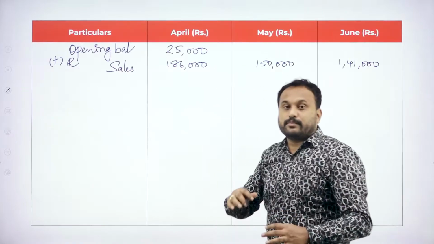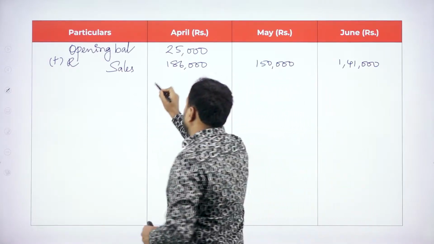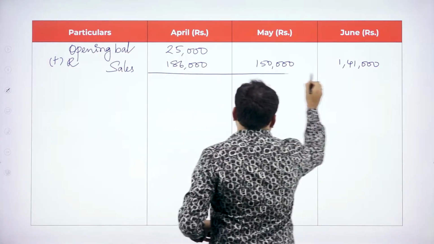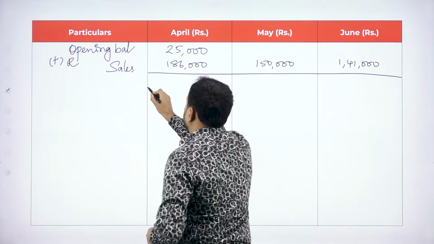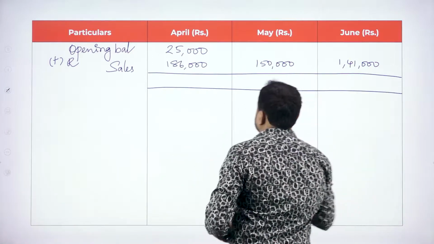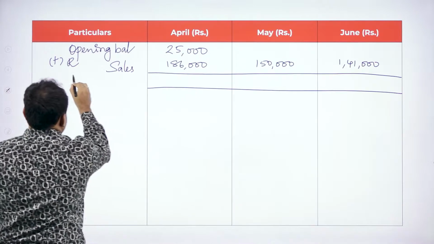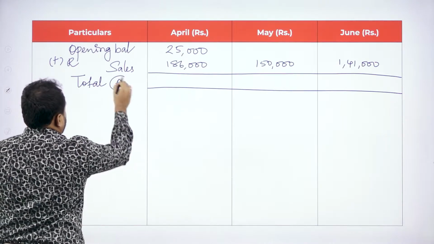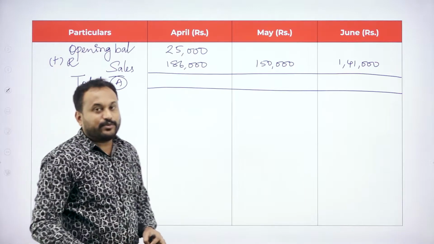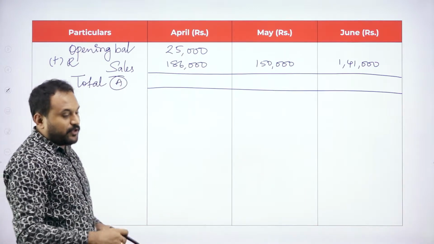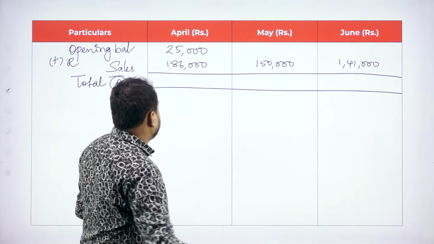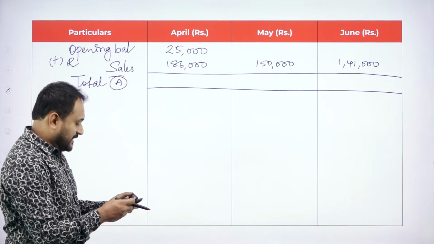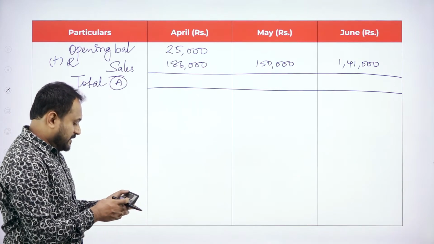So before the wage, we are supposed to go with the total of opening balance and sales. And what is that termed as? This is called the total of A. We don't have any other receipts, so we are going with total. Now when we go with the total, take your calculator, 25 plus 186. So 186 plus 25.